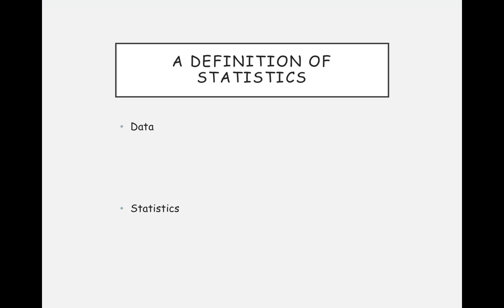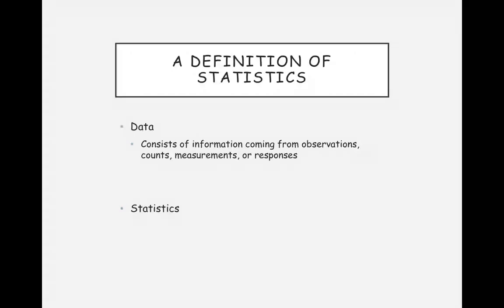So we are looking at a few terms in statistics that are pretty important. The first one is data, which is just the information that we're collecting when we do our statistical studies. So information that comes from observations or measurements or some sort of response from our sample.